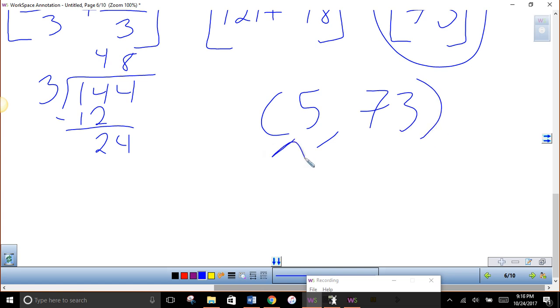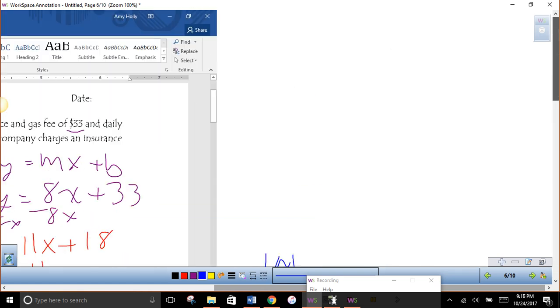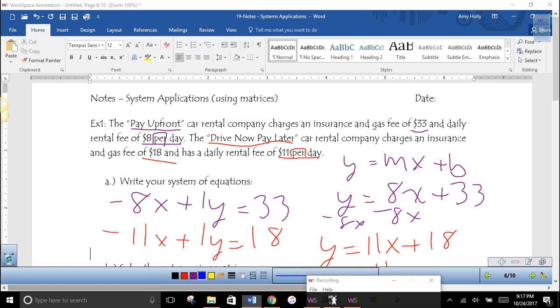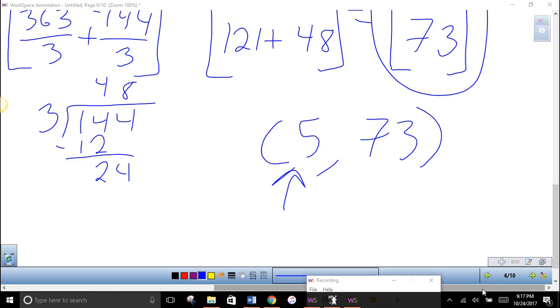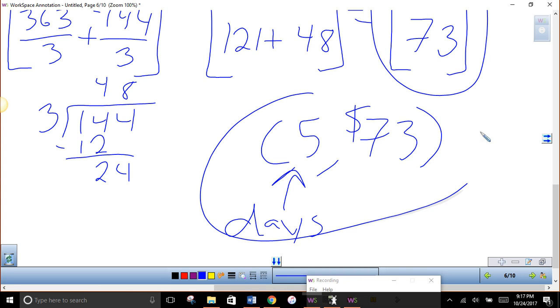My x variable, if we go back up to our problem, I'm looking at money per day, right? And slope is y over x. So x is my days, money is my y's. So that means that this is 5 days, and this is $73. Make sure that you can put that into words and relate it back to a real world situation.